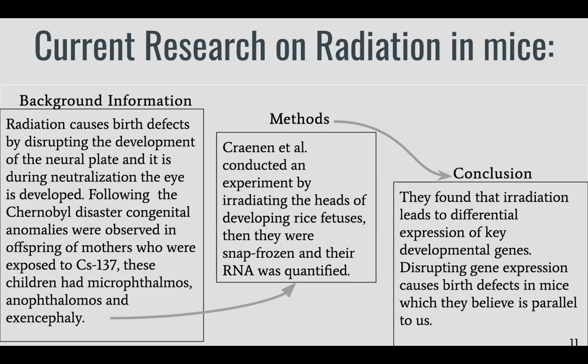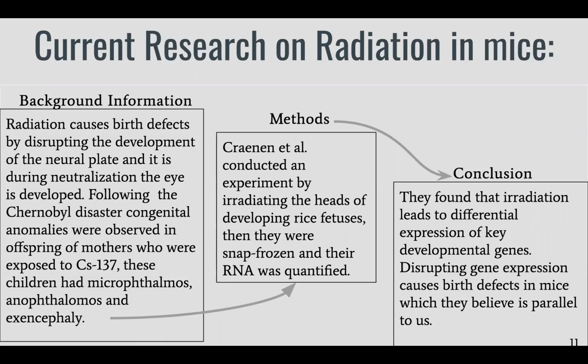Radiation causes birth defects by disrupting the development of the neural plate, and it is during neurulation that the eye is developed. Following the Chernobyl disaster, congenital anomalies were observed in offspring of mothers who were exposed to cesium-137. These children had microphthalmos, which is abnormally small eyes, anophthalmos, which is where both the globe and ocular tissue are missing from the orbit, as well as exencephaly, which is where the brain is located outside of the skull.